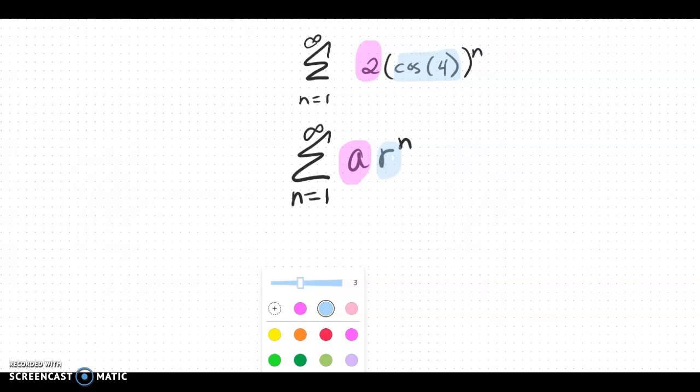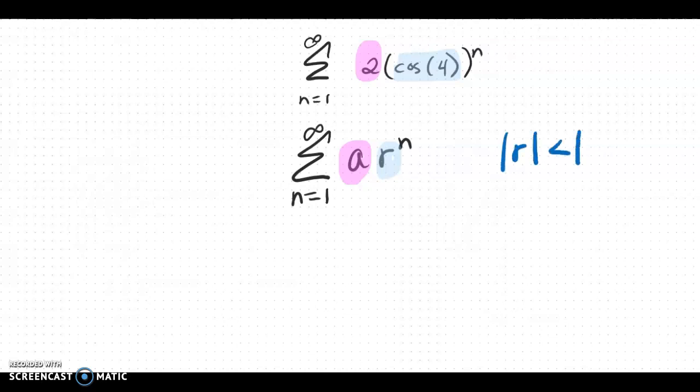And then it says determine whether the series converges or diverges. And so in order to determine that, what we need to look at is the absolute value of R. And if the absolute value of R is less than 1, or if you don't want to use absolute value, you could say that the value of R is between -1 and +1, then the series will converge. And that test that we're doing is called the geometric series test.